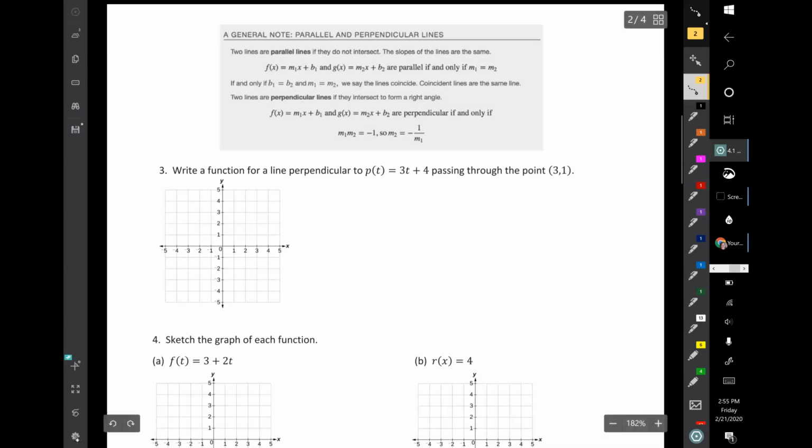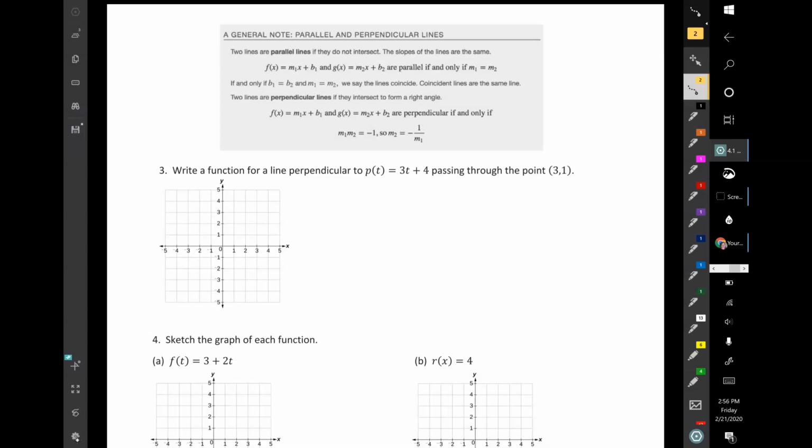So we've done this before with equations. Now we're just using the function notation. Write a function for a line perpendicular to p of t equals 3t plus 4 that passes through the point 3, 1. So remember x, f of x instead of x, y. Sometimes people like to use the y notation instead of f of x to just streamline it, but then don't forget to write it in function notation in your final answer. That's really important for these type of applications. Well, especially when we get into applications.